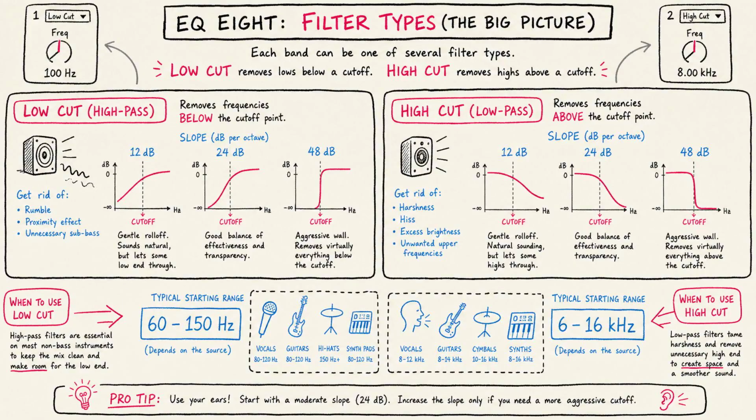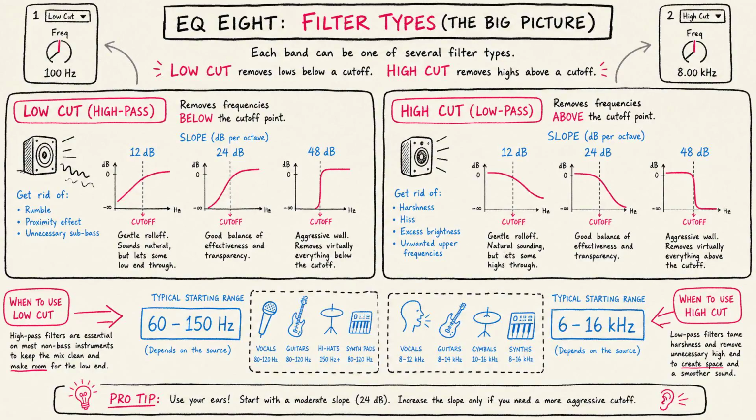High shelf filters affect all frequencies above the chosen point, making them ideal for adding air and brilliance, boosting above 8-12 kHz, or reducing harshness and sibilance, cutting above 6-10 kHz. Like low shelves, keep adjustments moderate. Plus or minus 2 to 4 dB typically achieves the desired effect without creating obvious tonal imbalances.